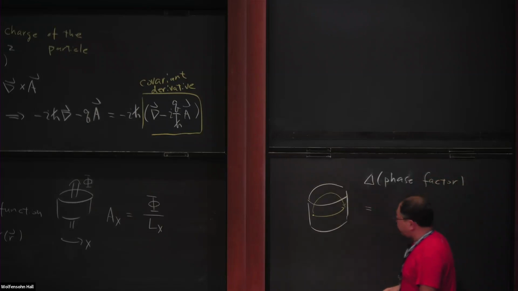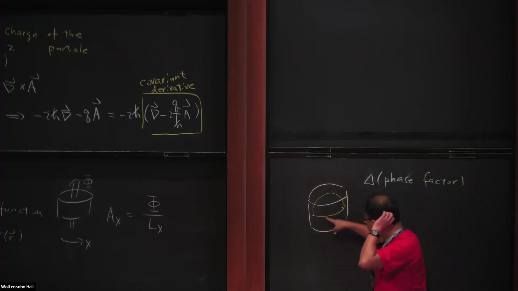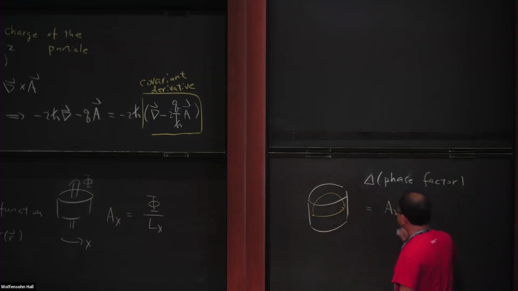which is ax to the distance in x direction on this way and this way. That is, if you subtract, the total length is Lx, so the difference in phase factor is nothing but this. So this is nothing but flux.